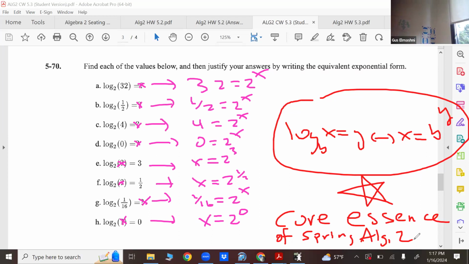Peter, go ahead. Is that log meaning X? Yes, that's a B. Yes, that's B. Let me write that more neatly. I should have been more cognizant of that.